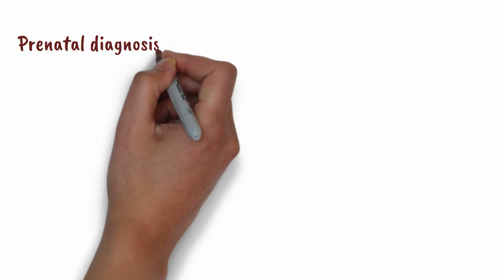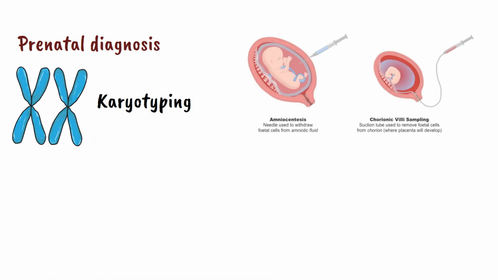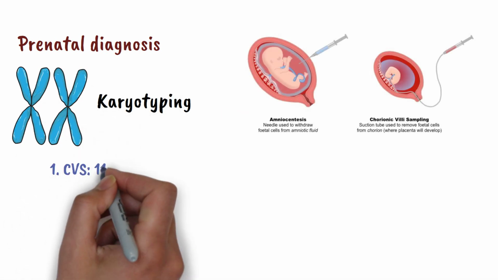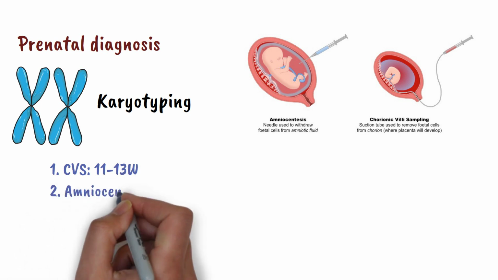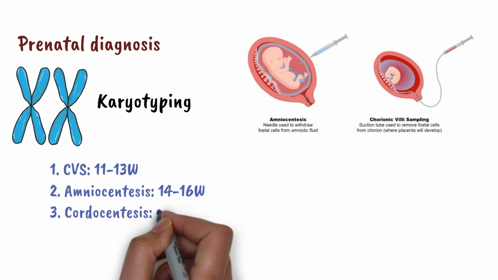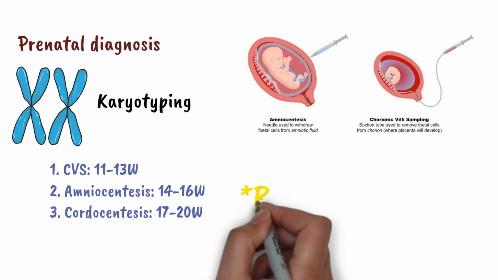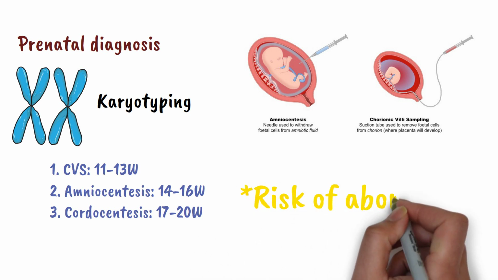Down syndrome can be confirmed prenatally with fetal karyotyping. It can be done by chorionic villus sampling done between 11 to 13 weeks, amniocentesis done between 14 to 16 weeks, or cordocentesis done between 17 to 20 weeks. However, all these 3 procedures carry a higher risk of abortion.